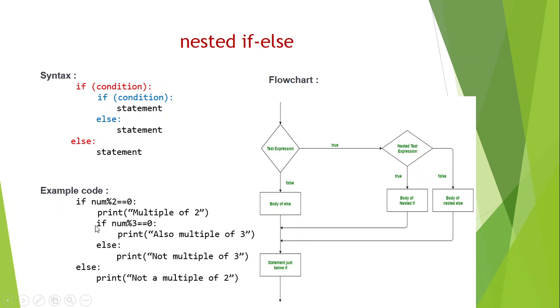If in case the outer if itself evaluates to false, then directly the outer if's else, which is at the indentation of the outer if, in the second last line, will be executed, which will print not a multiple of 2.